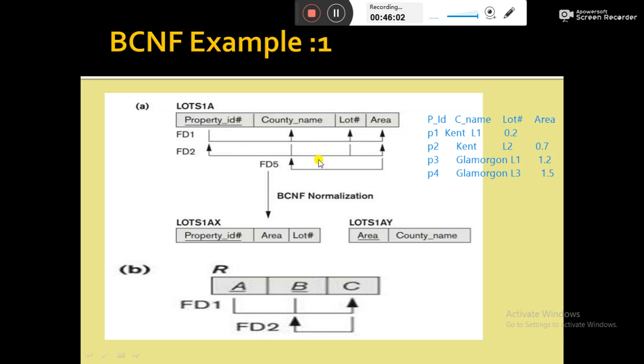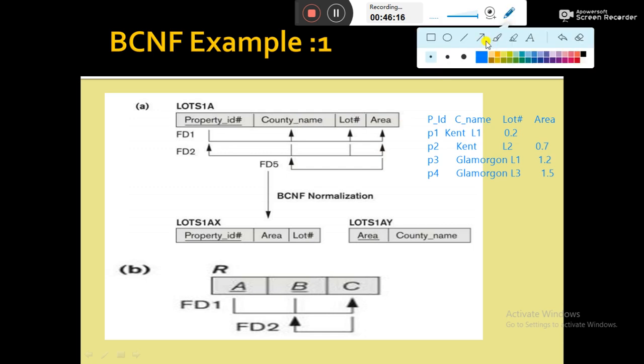Now a new FD is added, FD5, and it tells that county name is dependent on area. Let me draw it. A means area, arrow, C underscore name. That means county name is dependent on area, or we can say that area determines county name.